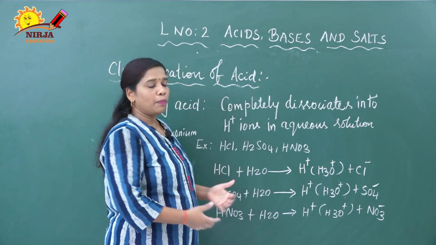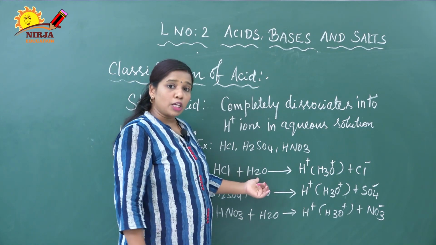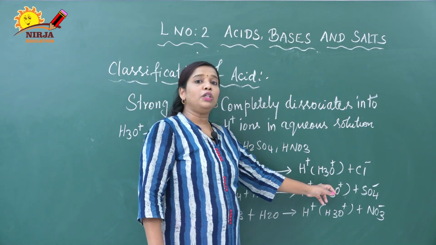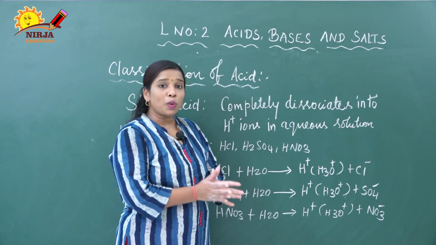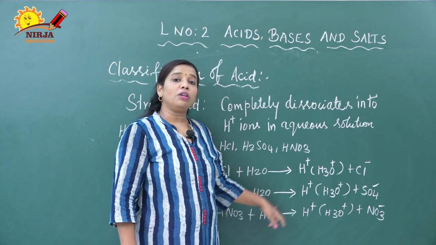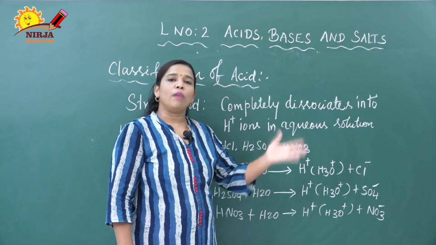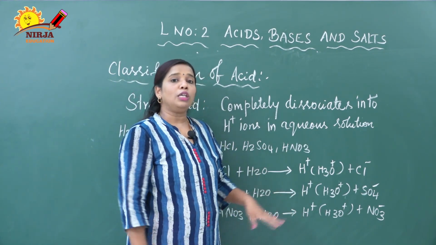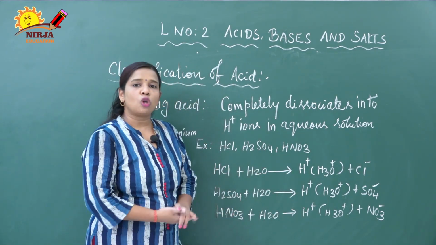Then how it is complete, you just see. HCl, when we add it into the water, HCl plus H2O gives H plus. Immediately it combines with water and is converted into H3O plus plus Cl minus. This way it completely dissociates. Next one is H2SO4, it is mixed into the water, it dissociates into H plus, that is immediately H3O plus and SO4 minus. Same with HNO3 mixed with water, it dissociates into H plus and NO3 minus. So this acid is called strong acid.